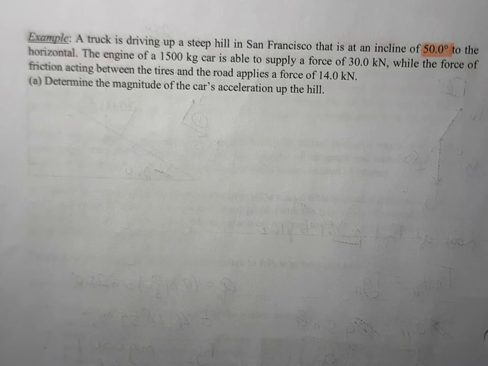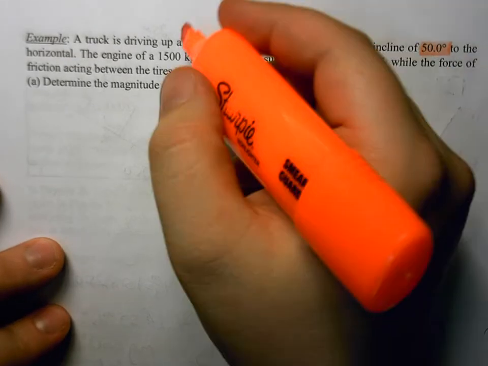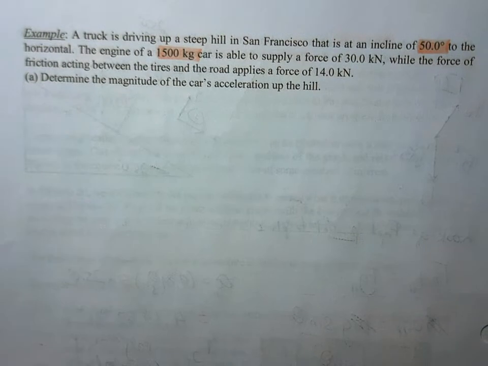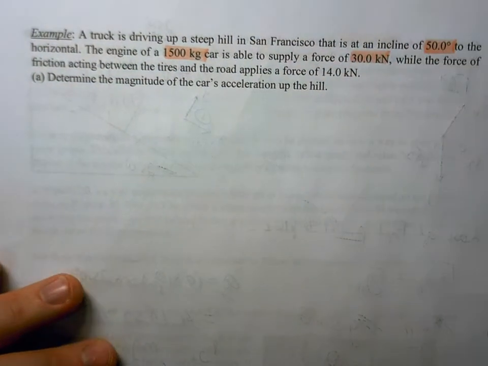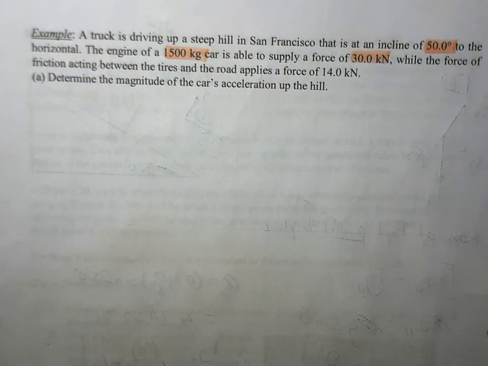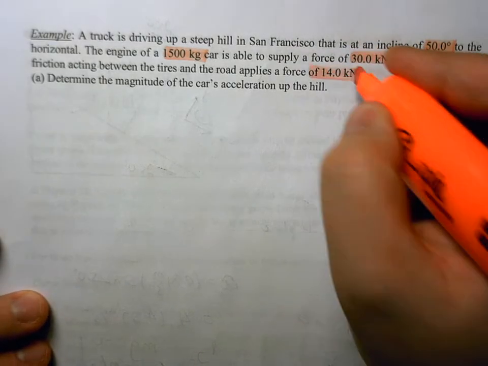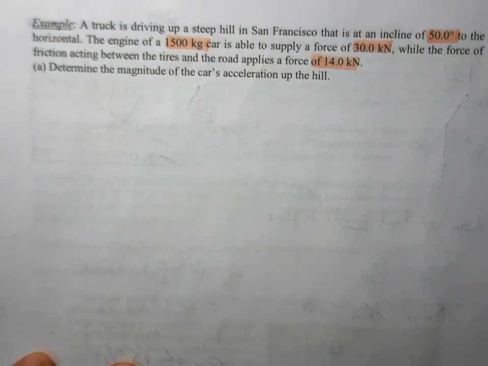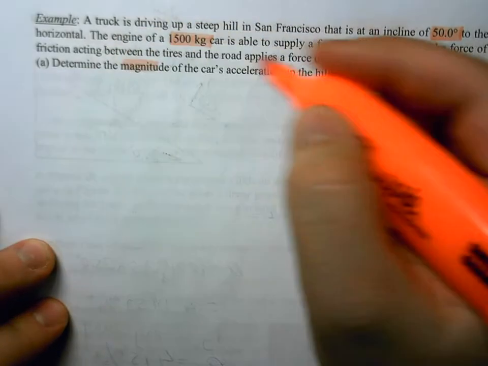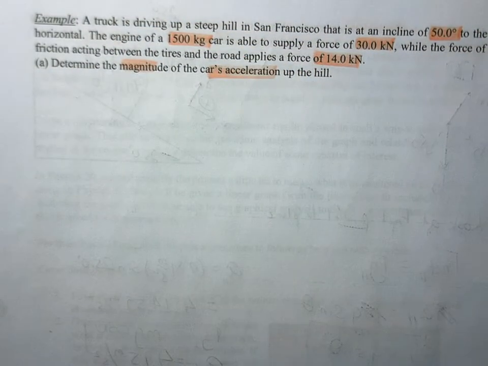That is a place where if you're going to walk, you better have strong legs. So we're at an incline of 50 degrees to the horizontal. The engine of this 1,500 kilogram car is able to supply a force of about 30 kilonewtons, while the force of friction acting between the tires and the road is 14 kilonewtons. So we want to find the magnitude of the car's acceleration up the hill.